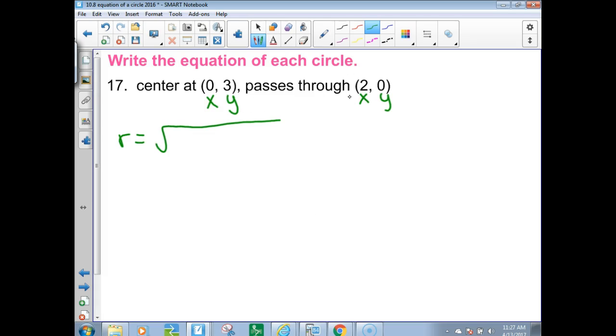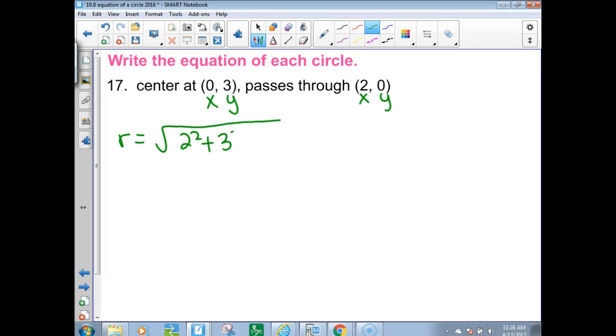I don't care what order. How far apart are 0 and 2? How far apart are the x's? 0 to 2. Make it easy, guys. I always feel like we make this formula so hard. If you just say how far apart are 0 and 2, isn't it just 2 units? Okay, so you need 2 squared plus, how far apart are 3 and 0?